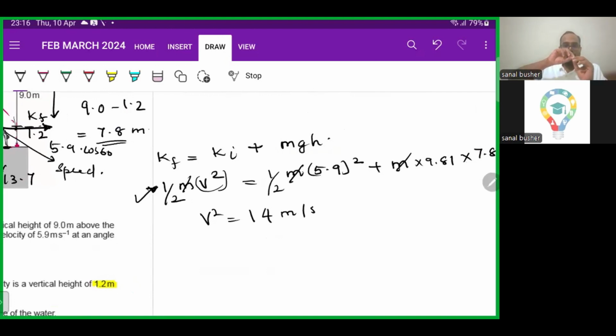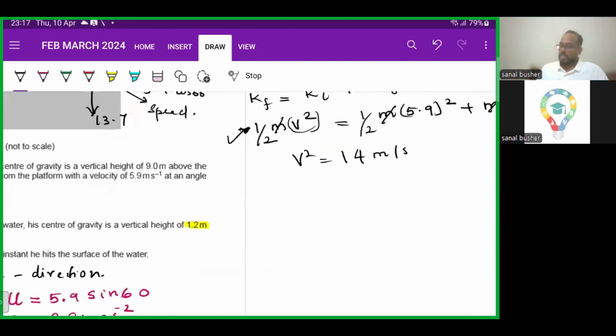What happened? The kinetic energy given is converted into potential energy at the maximum point. Then, again, it reaches the same height. It will gain the kinetic energy given at this position. Along with that, some more kinetic energy it will get, which is the conversion of potential energy. So this method also you can use to solve this question.